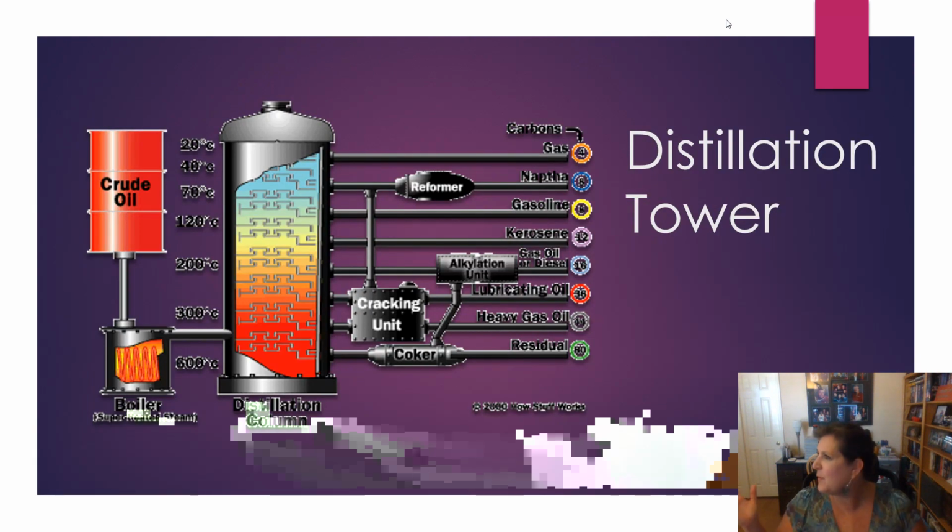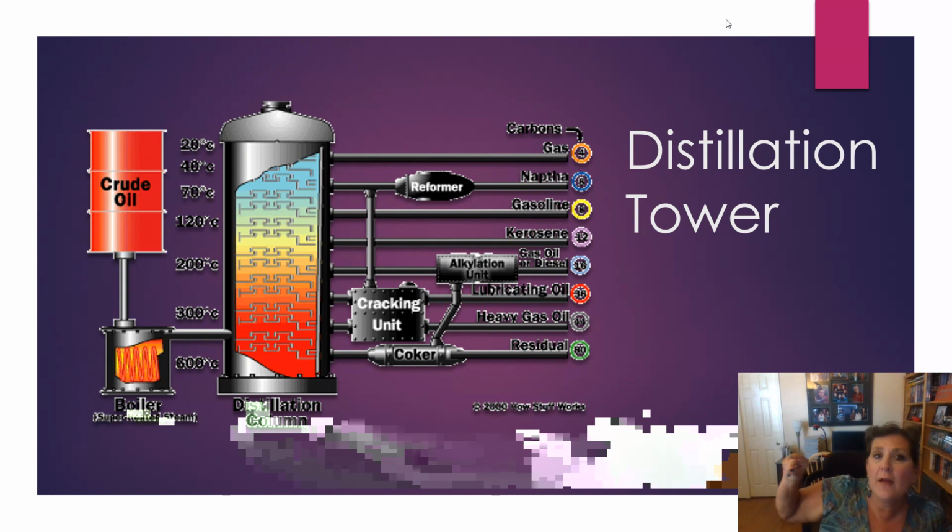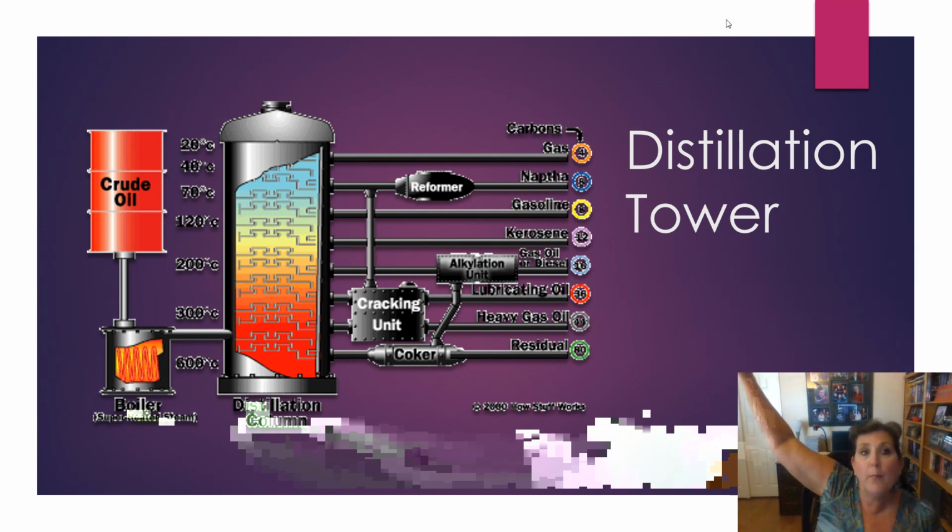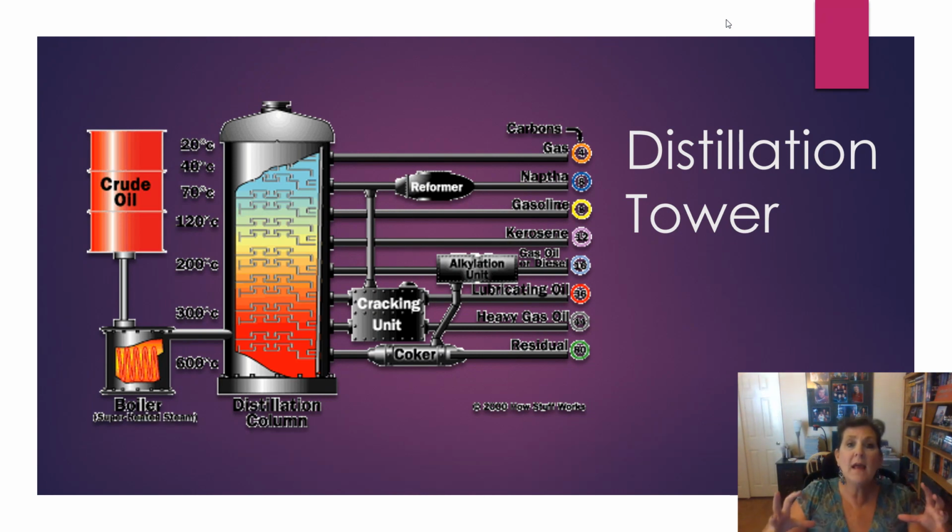So this isn't the best picture I know, but it's kind of a distillation column. So we have our crude oil, it goes into the boiler and we boil it. And then the little hydrocarbons rise up to the top, up where it's blue. The big hydrocarbons stay down at the bottom where it's red. And then there's everything in between.